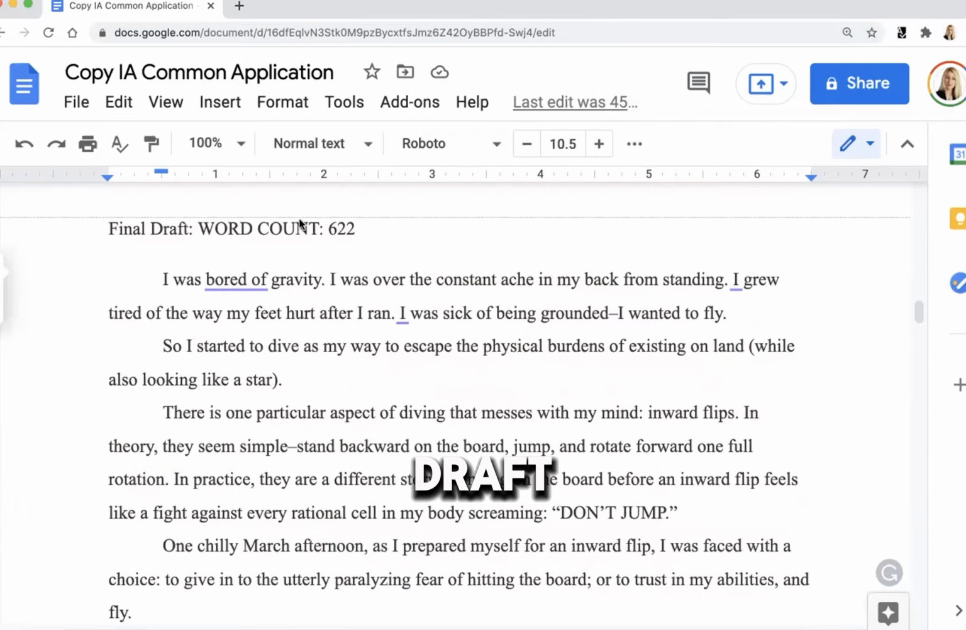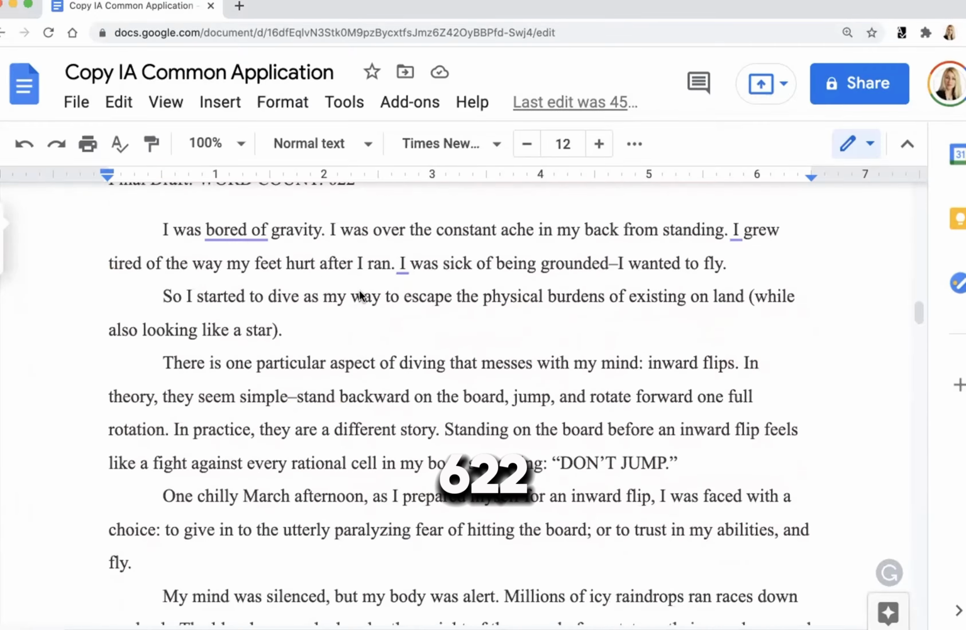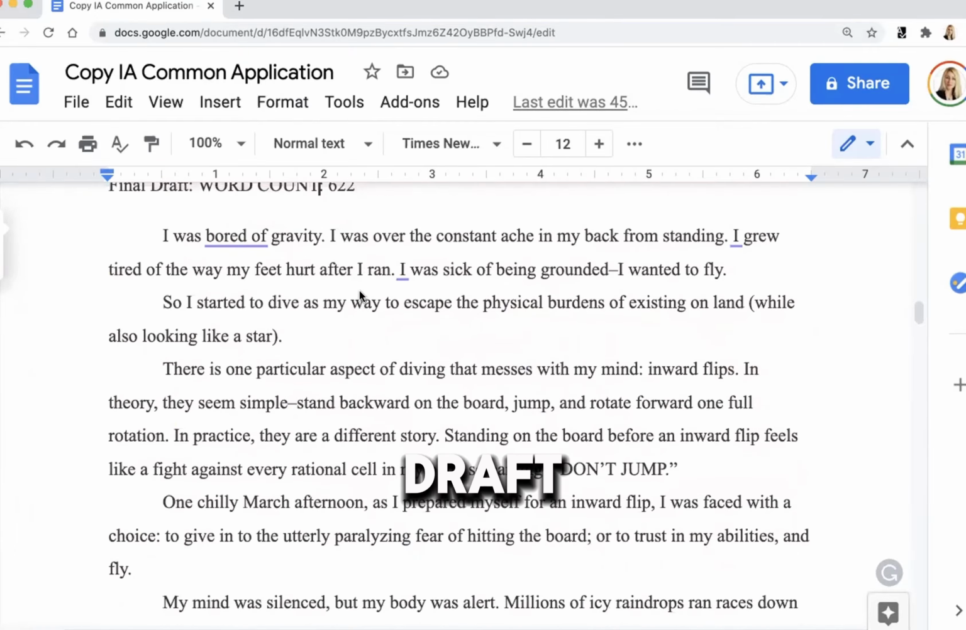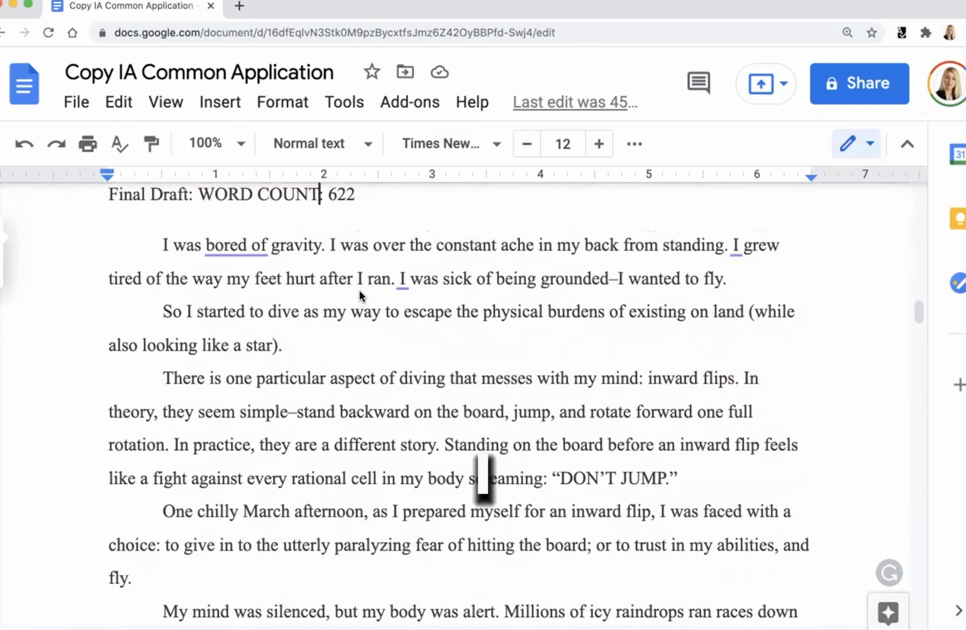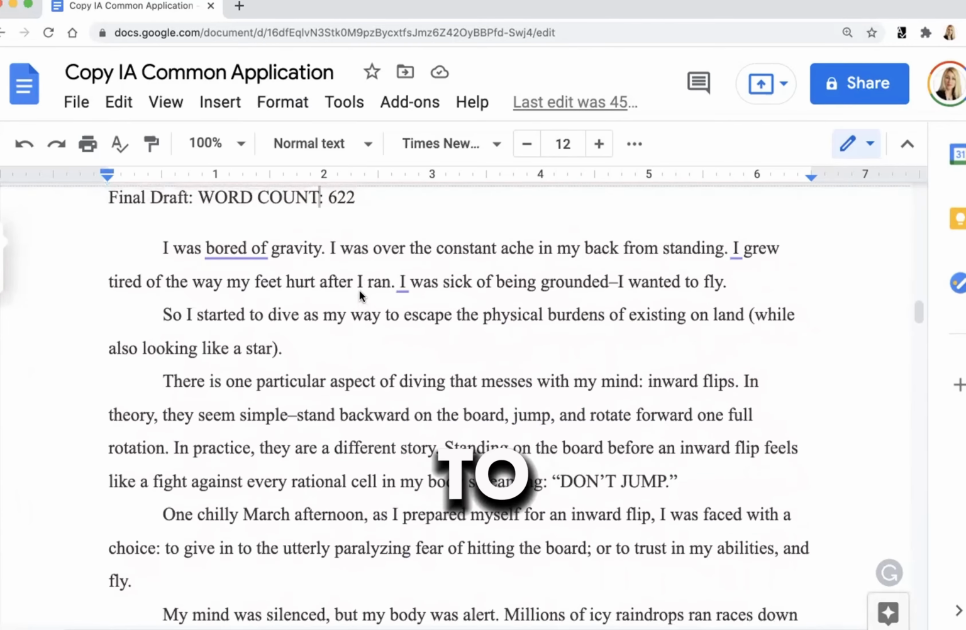It says here final draft, word count 622. That was not the final draft. She worked on this more, but I will just read to you what to her was going to be a final draft.